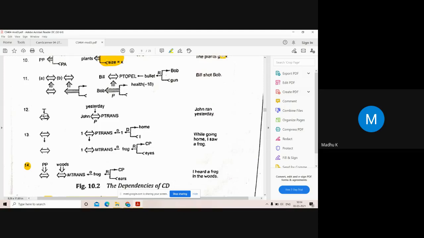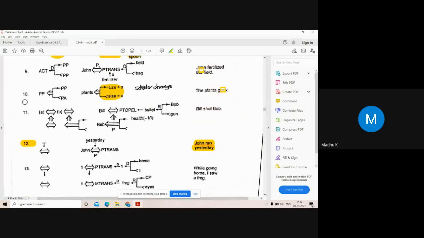Next, 11th, 12th is there, so I'm going to the 12th rule. For example, John ran yesterday. It is a very simple case, though this one is somewhat confusing. One more time, repeating the 10th rule: we want to represent this plant grew, and grew is one concept. To represent grew or growth, we represent it in this way.